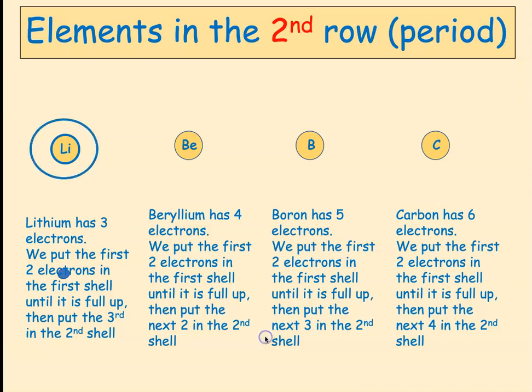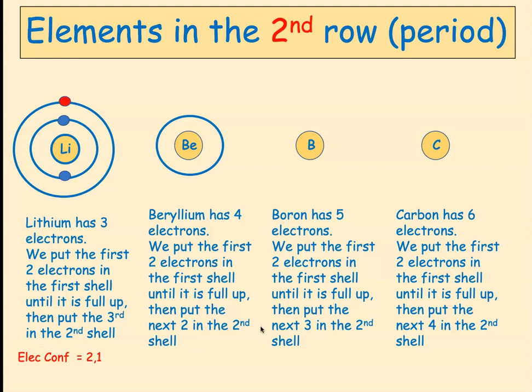So we're filling up our first one, 1, 2, but in order to put its third electron in, we need another one, and we put it there. And its electronic configuration is 2, 1. Now beryllium has got 4, so again we're going to fill up that inner shell, 1, 2, and then we're going to need another shell and put the other 2 on there, 1, 2. So its electronic configuration is 2, 2.